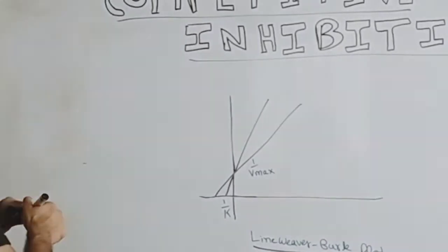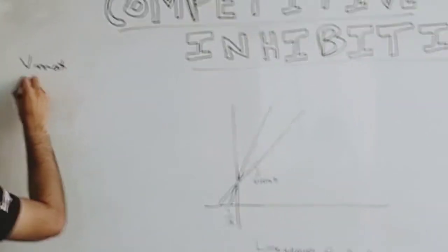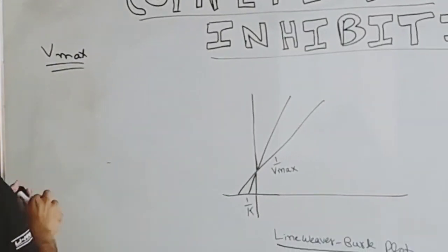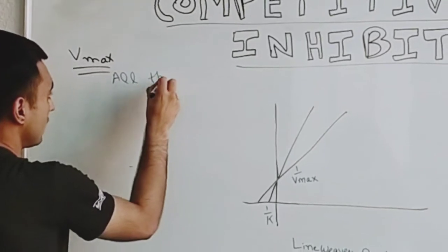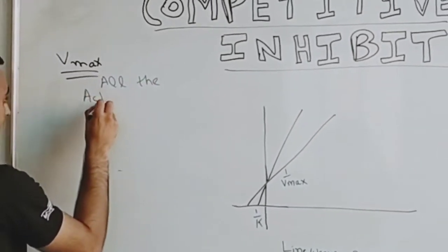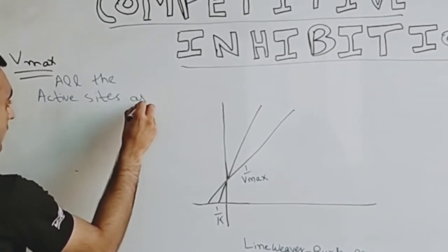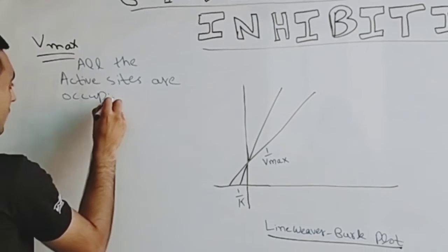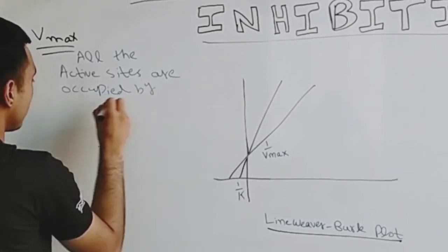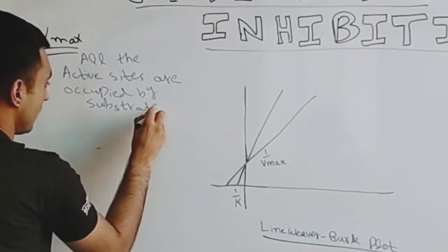So talking about the Vmax, what is the Vmax? Vmax is the state which is achieved when all the active sites are occupied by the substrates. So this is the state when we say that Vmax has been achieved.